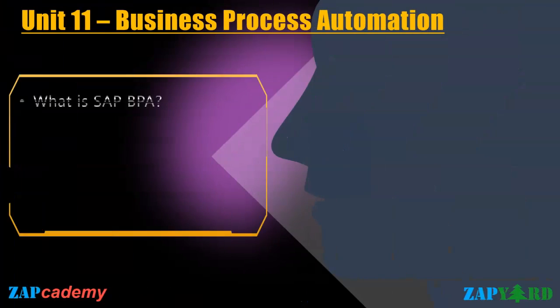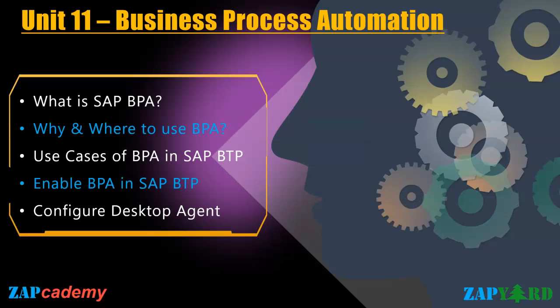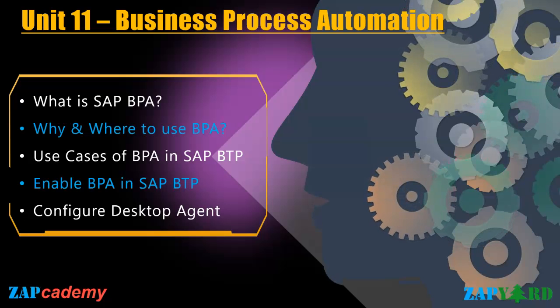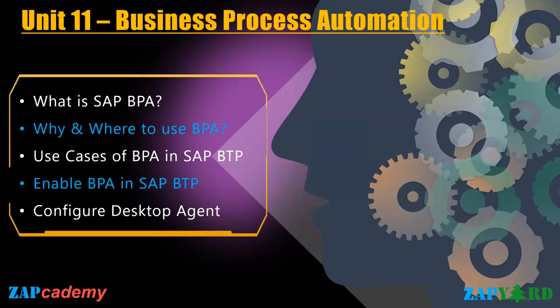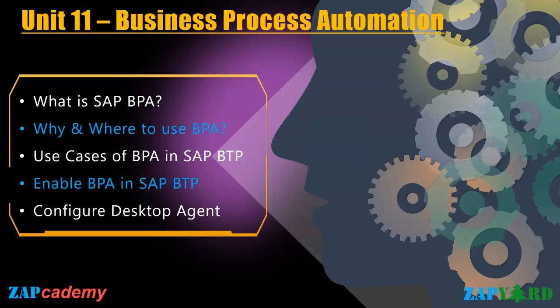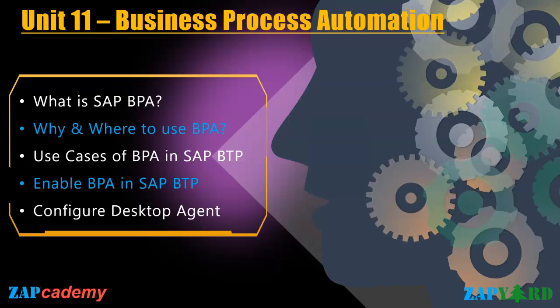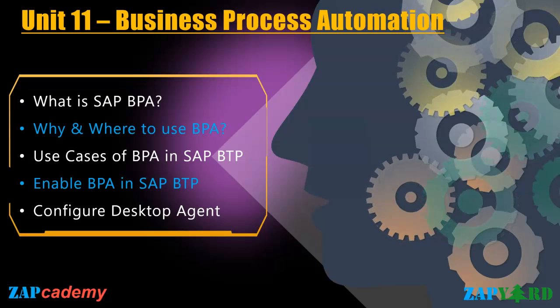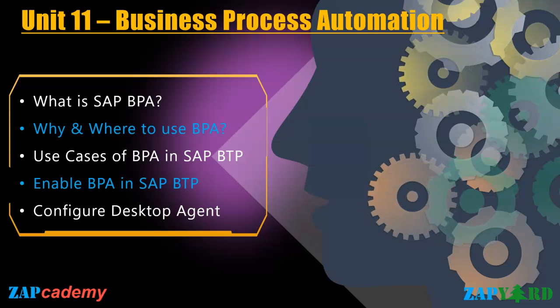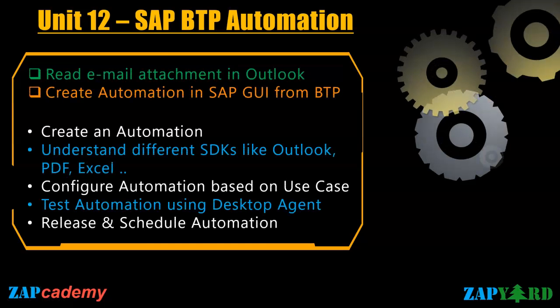The next topic in our training is business process automation. In fact, lots of clients are already using BPA or business process automation even before they move to BTP. We will learn about the BPA use cases, why to use it and where to use it. We will also enable the BPA service in SAP BTP and then configure and use the desktop agent. Coincidentally, our trainer helped a client from USA just last week who was stuck with BPA issue. Our expert trainer resolved the client's bottleneck and the process was up and running in less than 6 hours. SAP BTP automation is one topic which both the application developer and functionals should learn equally.